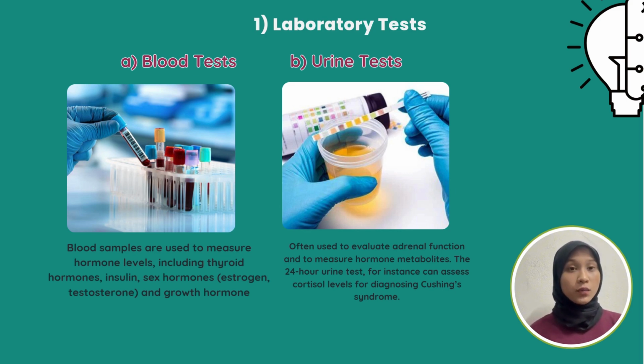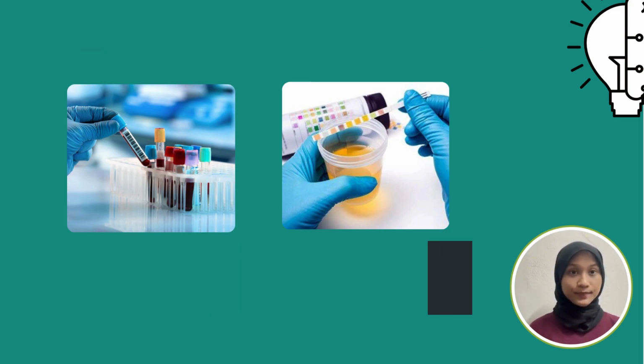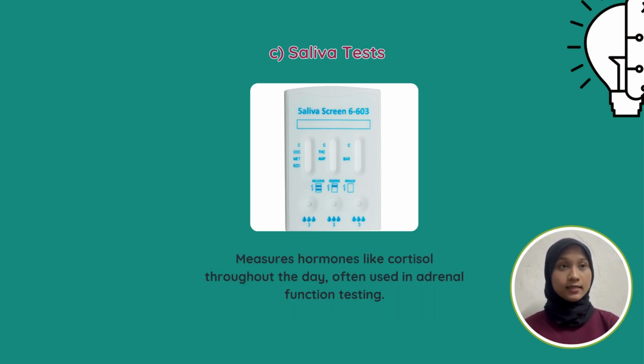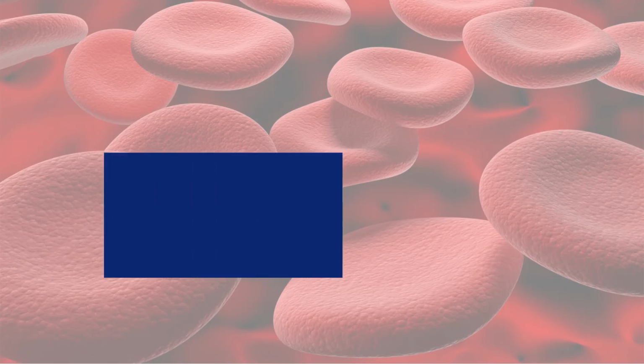The second is the urine test, often used to evaluate adrenal function and to measure hormone metabolism. The 24-hour urine test, for instance, can assess cortisol levels to diagnose Cushing's syndrome. And the last is the saliva test. It measures hormones like cortisol throughout the day, often used in adrenal function testing.